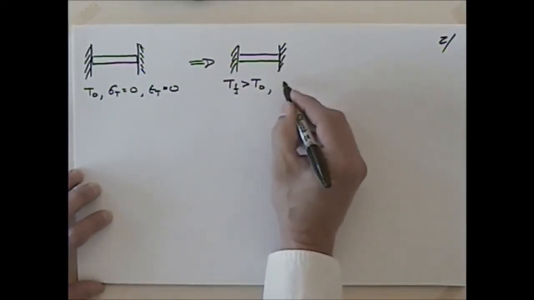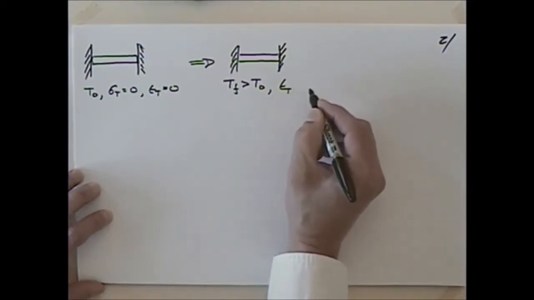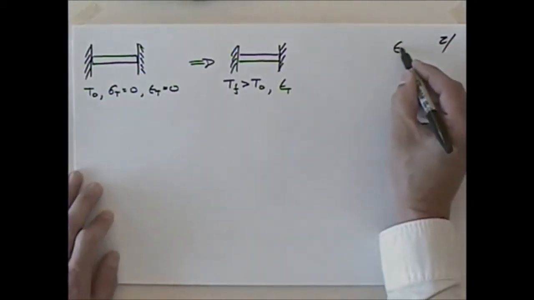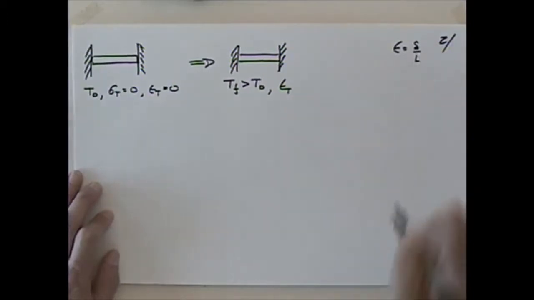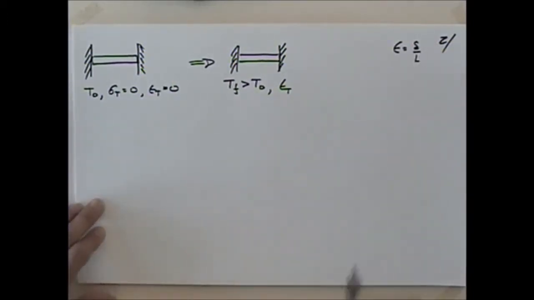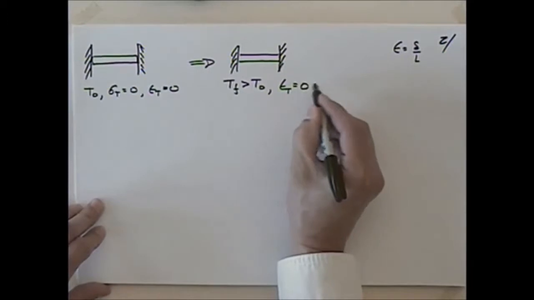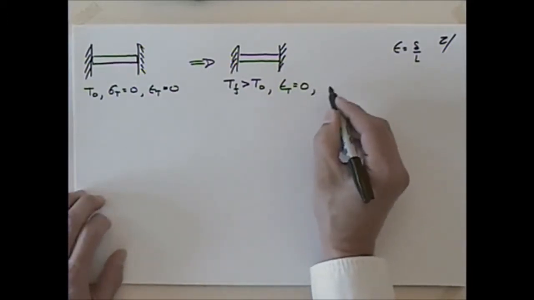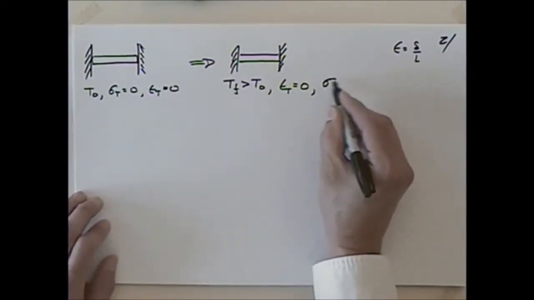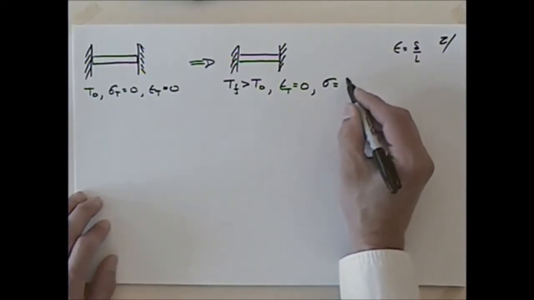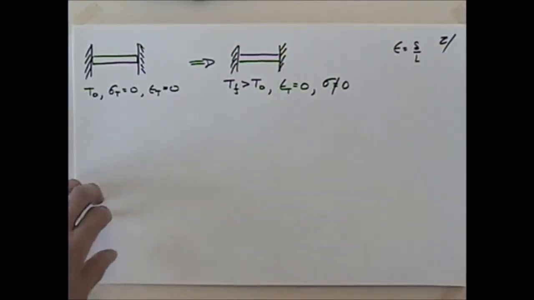So what would the strain be, epsilon t? Well, remember that strain in general is equal to delta over L. Was it allowed to get longer? It wasn't, was it? So we know that the strain is equal to 0. But what about the stress? Certainly not equal to 0. You can imagine a tremendous amount of stress in there, right?